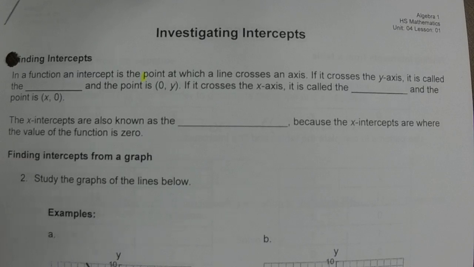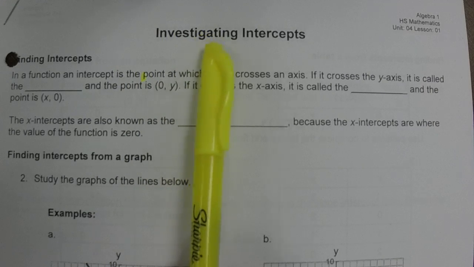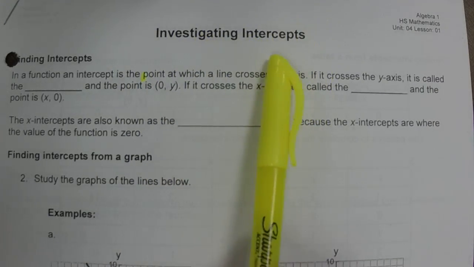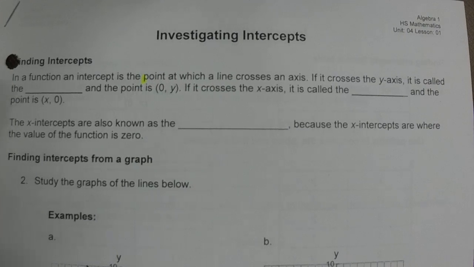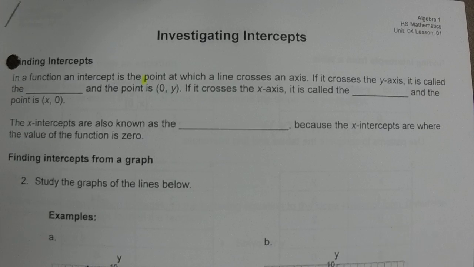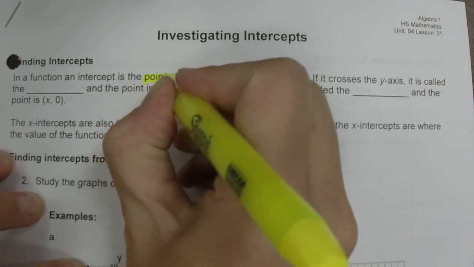Now that you know how to graph the lines in several different situations, we're going to talk about how to read the data on the lines. The name of your lab this time is Investigating Intercepts, and this is a very important concept, especially for your state testing. It says in a function, an intercept is the point where the line crosses the axis. This is very, very important.